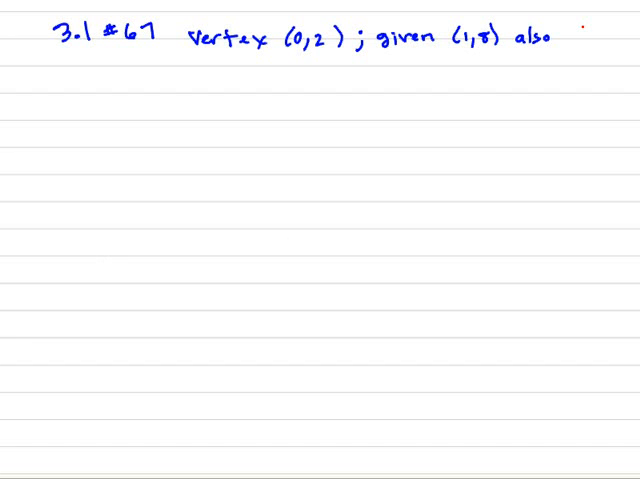Okay, this is problem 67 in section 3.1, and we're given a second degree equation. It says f of x equals ax squared plus bx plus c, and it says that that has a vertex at the coordinate 0, 2 and passes through another point 1, 8. We're supposed to find a, b, and c in this quadratic equation.